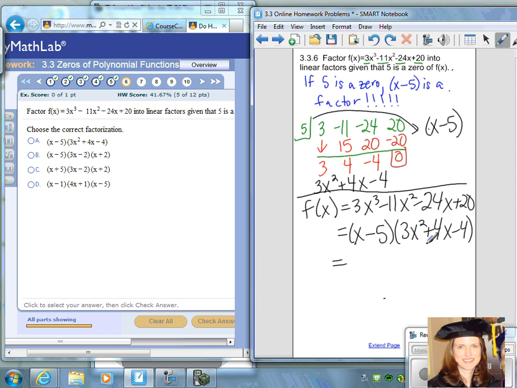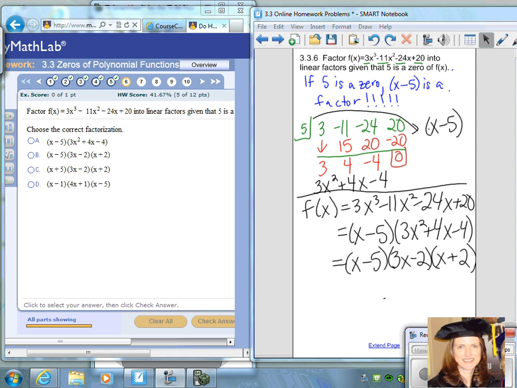Now, this trinomial can be factored even further. You can use the AC method or the guess and check method to find those factors. 3x squared plus 4x minus 4. Since the first term here is 3x squared, I know I'm going to need a 3x here and an x here. And the factors of the negative 4, that when you multiply doing the outer and inner, that's going to give you a positive 4, is going to be a plus 2 and a minus 2 in that order, where x minus 5 is a factor, 3x minus 2 is a factor.